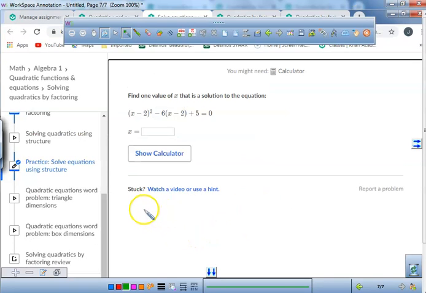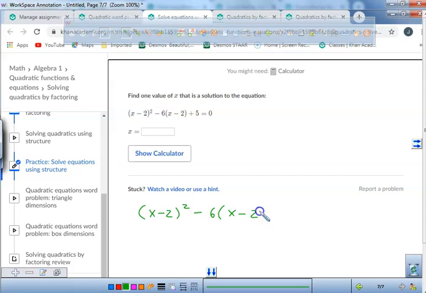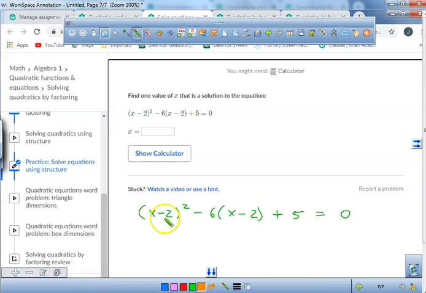So right here, I'm just going to write it nice and neat. It says x minus 2 squared minus 6 parentheses x minus 2 plus 5 equals 0. So just write that whole long thing out. And I'm going to pause the video to give my students a chance to catch up. Do you see how we have an x minus 2 right here and we have an x minus 2 right there? It's going to be a lot easier if we just replace.